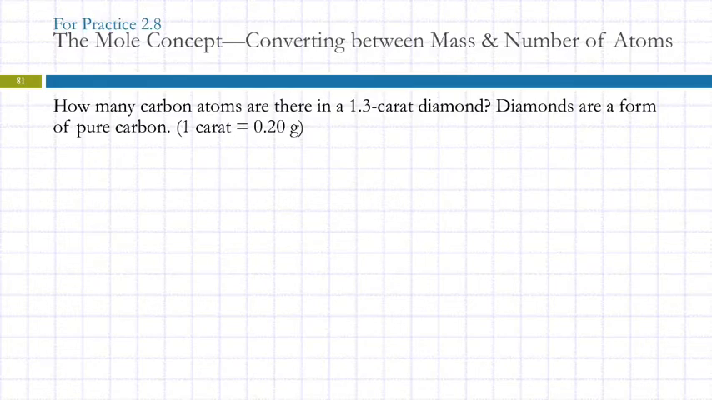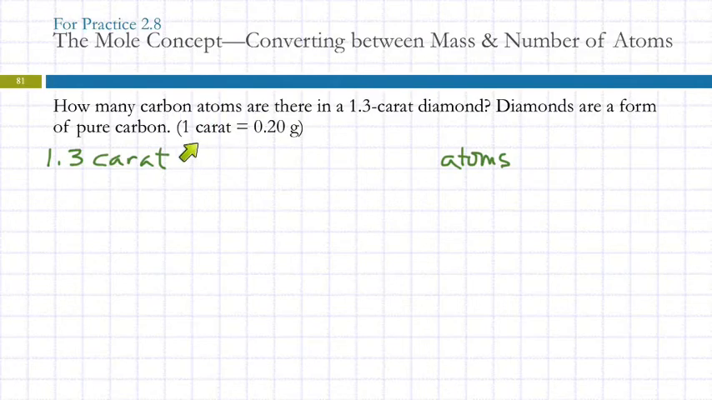So what do we do here? We read the problem. We write down the numbers. We're just going to use those same problem-solving strategies that I've been trying to teach you. So 1.3 carats. And this is obviously a conversion factor. And what are we trying to find? How many atoms? So we're trying to find atoms of carbon. And so this one's a little trickier. We have to figure out how to get from carats to atoms.